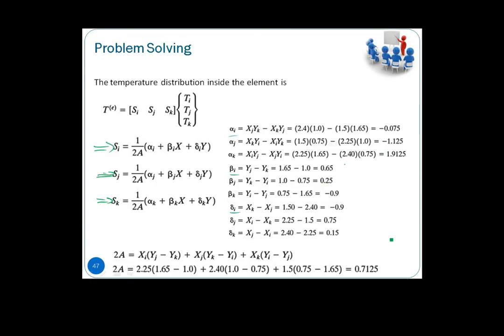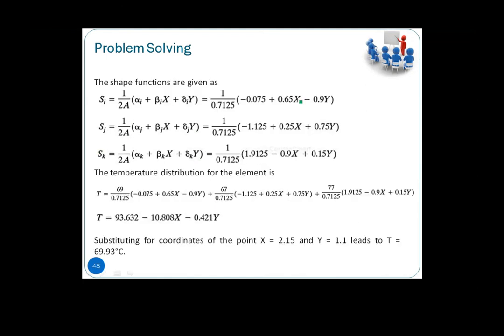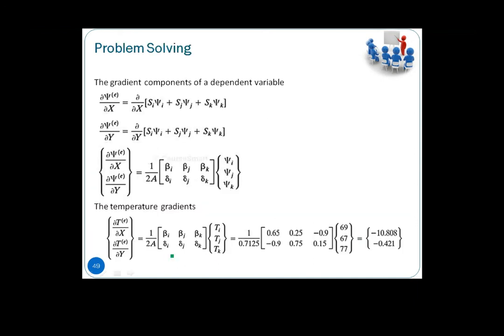First Si, using xi, yi, xj, yj, xk, yk, to find our alpha, beta, and delta for i, j, k. Then substitute also to find our 2A. Then substitute our x and y in. Because now we have 2.15 and 1.1, it will lead to a temperature of 69.93. To find our gradient, basically we find the derivative of that parameter itself.